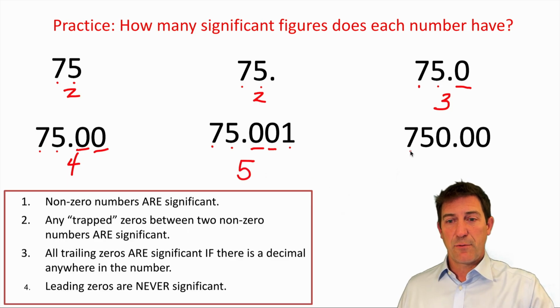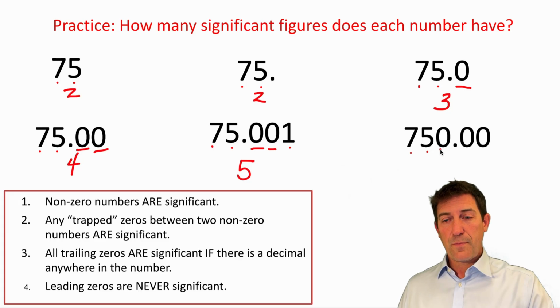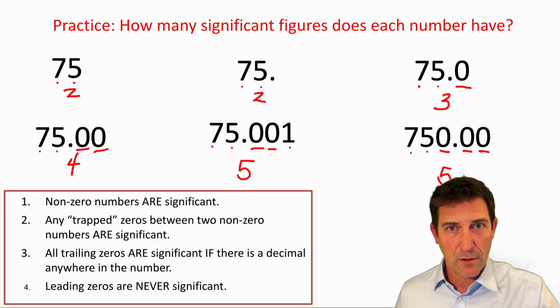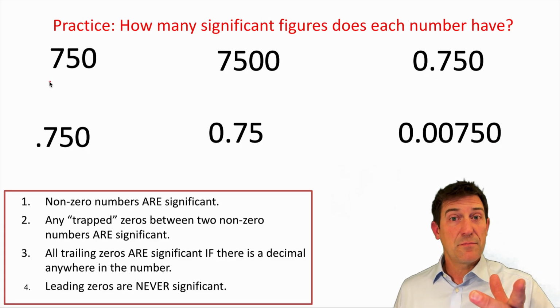And in the next one here, we have 1, 2, and be careful. All of these are trailing zeros. Sometimes people get confused and think that only the ones after the decimal are trailing zeros. Nope. All of them after the last non-zero number, which means we have 5 significant figures in this one. Let's keep going. The best way is practice, practice, practice.